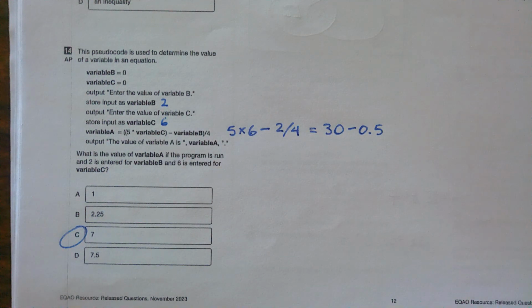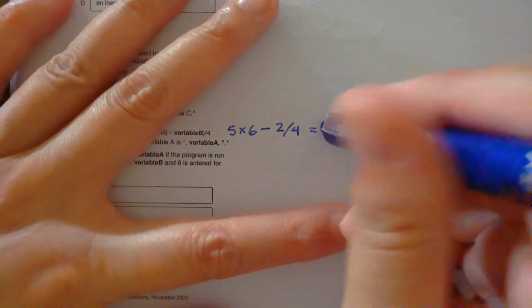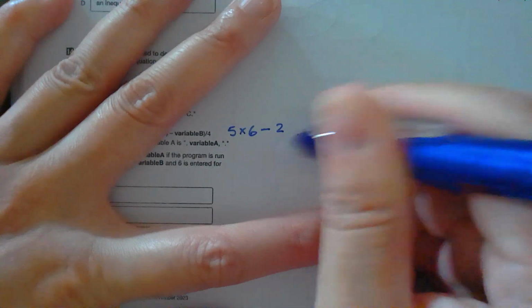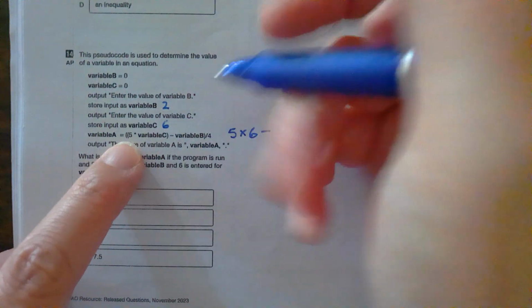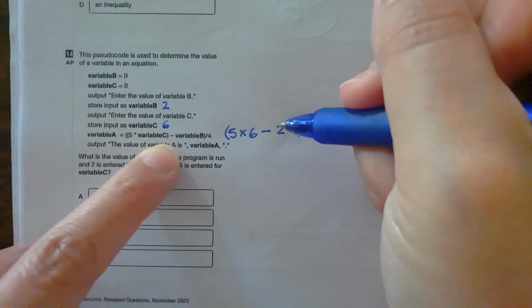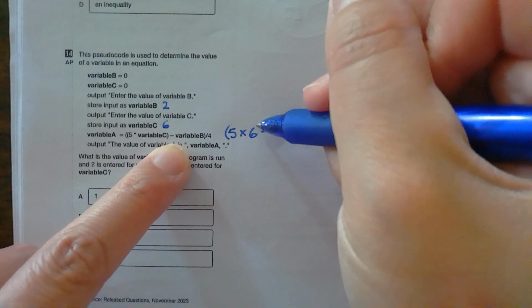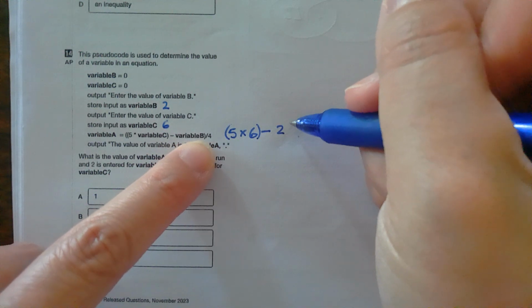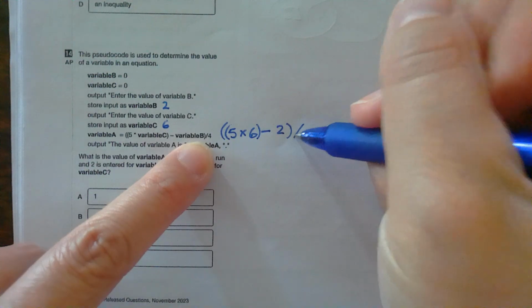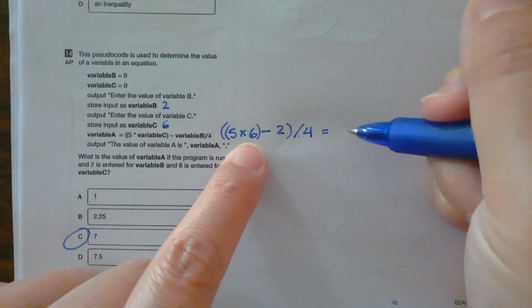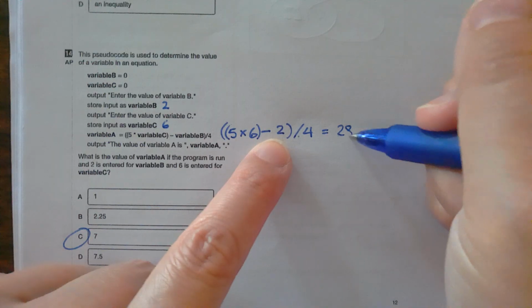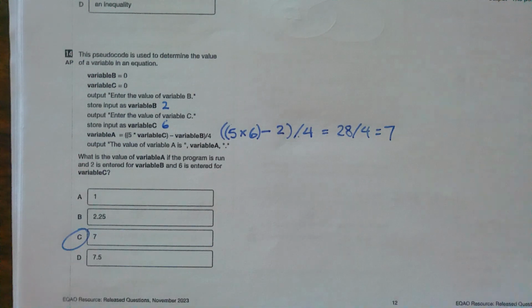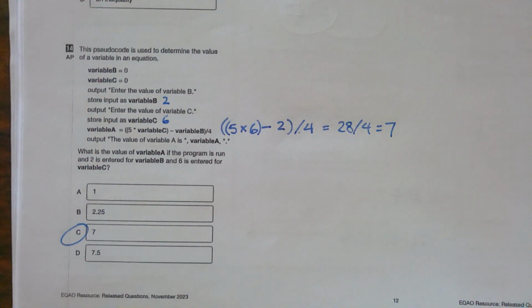Oh, wait. The brackets. Bad math. I couldn't see the brackets. Okay, so 5 times 6, and then minus 2, and then divided by 4. So 30 minus 2, 28. 28 divided by 4, we get 7. So the output for A is 7.